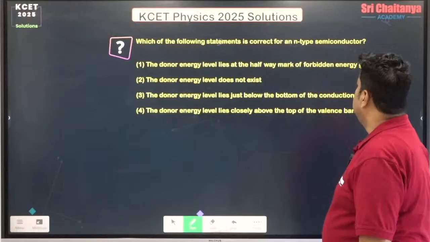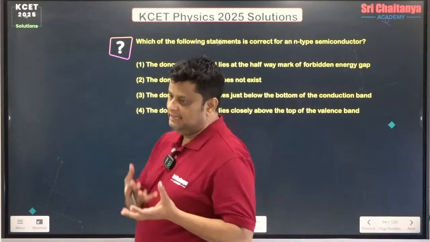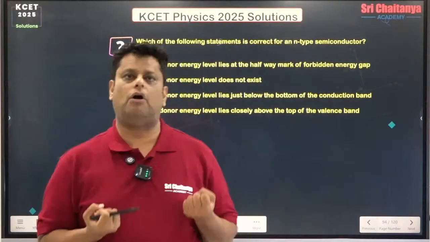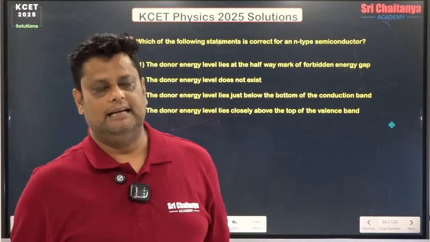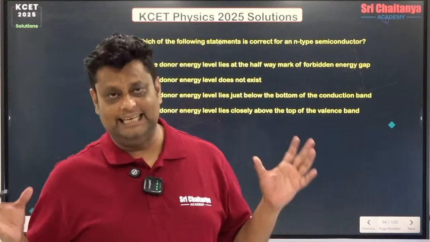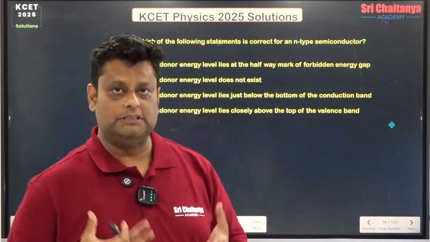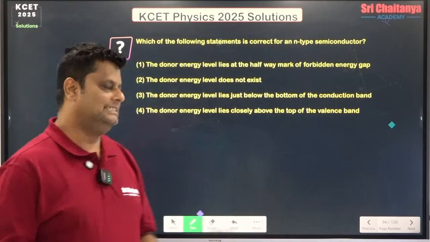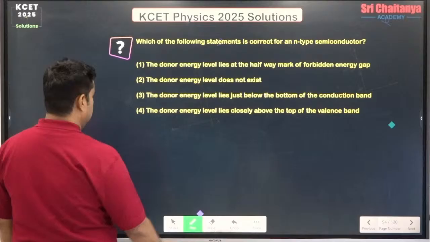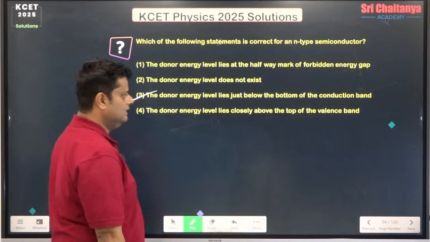Which of the following statements is correct for an n-type semiconductor? For an n-type semiconductor, we have an excess number of electrons. In an n-type semiconductor, it is easy to mobilize the charged particles, because the majority carriers have lesser mass and are very easy to conduct. So the donor energy level lies just below the bottom of the conduction band is the correct answer.